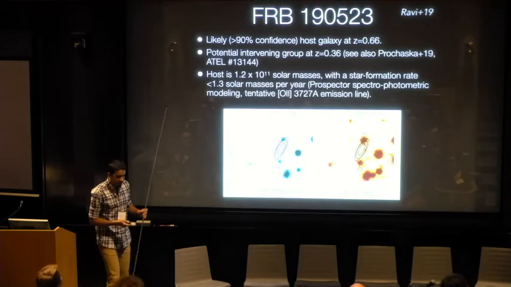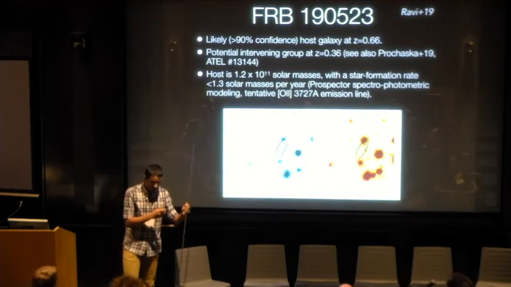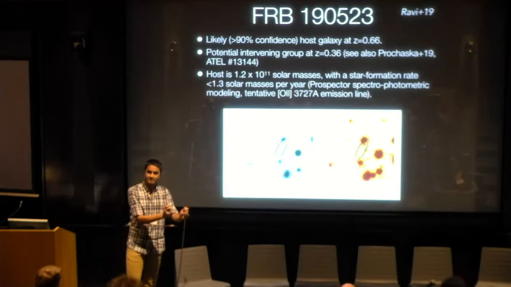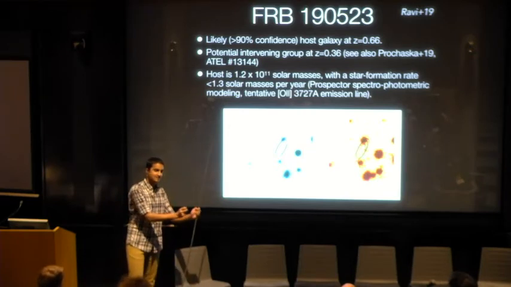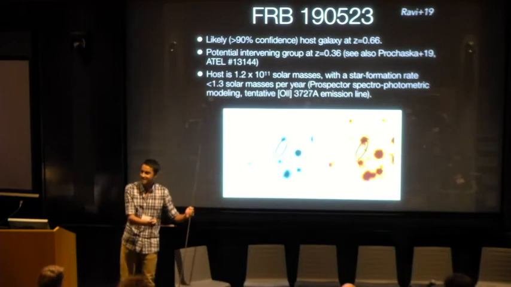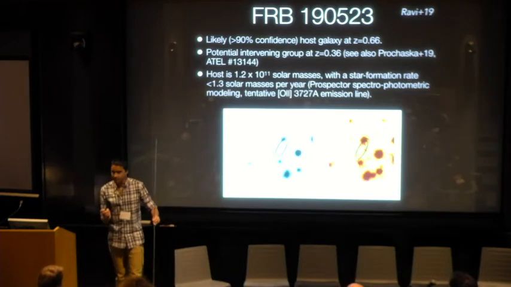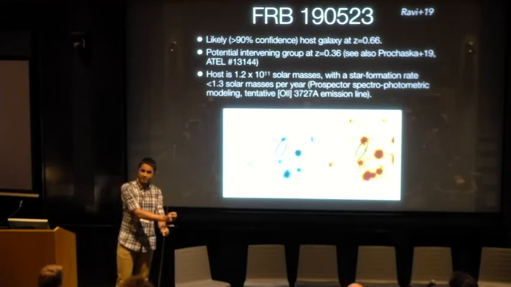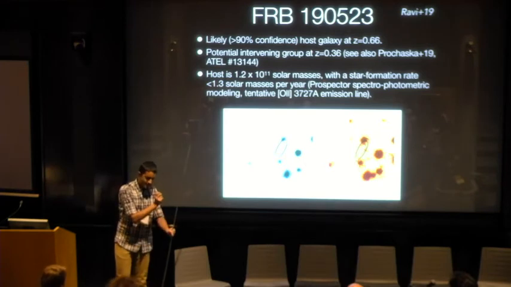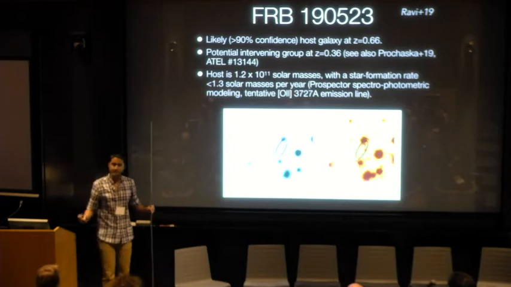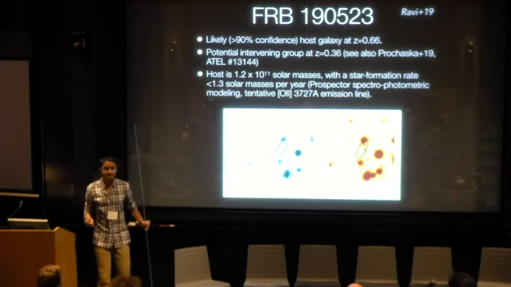And I think the sequence of events was: the FRB occurred towards the start of an observation. Six days later, I stopped it and realized we had an FRB. Two nights after that, we had a spectrum from Keck. And then within a week, the paper was submitted, and published, I think, a couple of weeks after that.